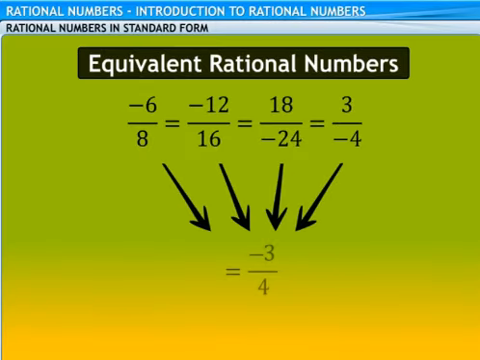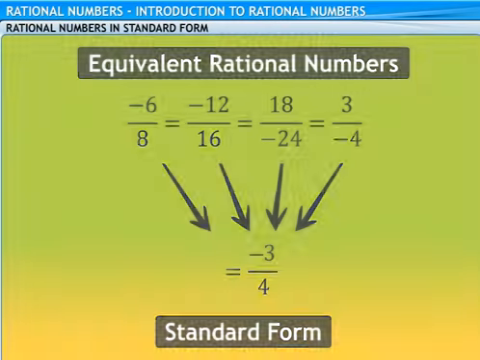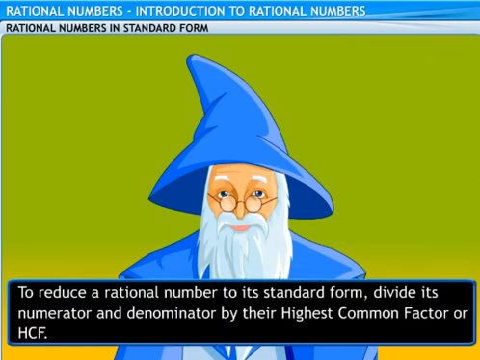By saying that -3 divided by 4 is the standard form for all these equivalent rational numbers, we mean that all these numbers can be reduced to -3 divided by 4. Let's see how. To reduce a rational number to its standard form, we divide its numerator and denominator by their highest common factor, or HCF for short.